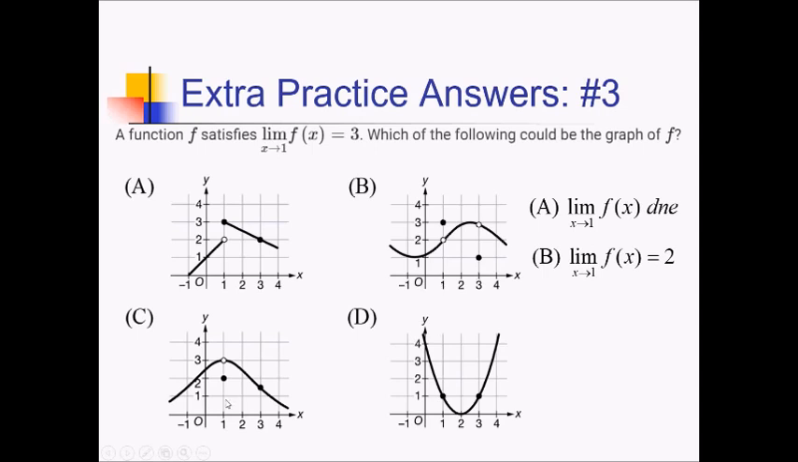For choice C, as we approach from the left and the right, we're going to the y value 3, so that actually works out. But let's take a look at choice D. From the left and the right, this one's going to 1, so that's the wrong number again. So then it would be choice C.